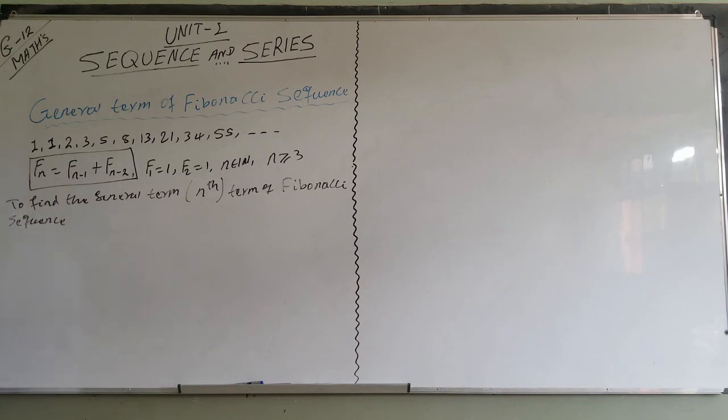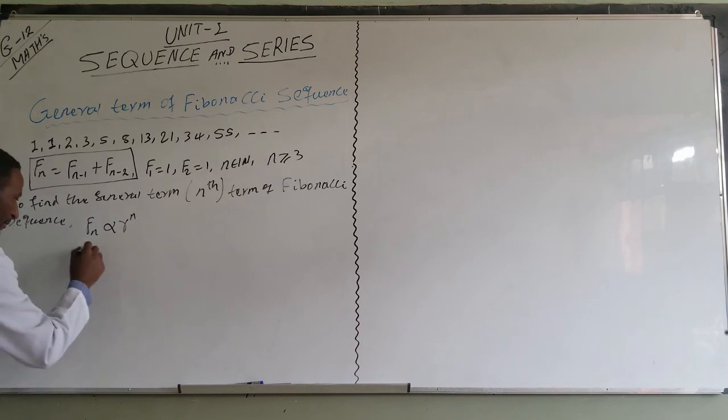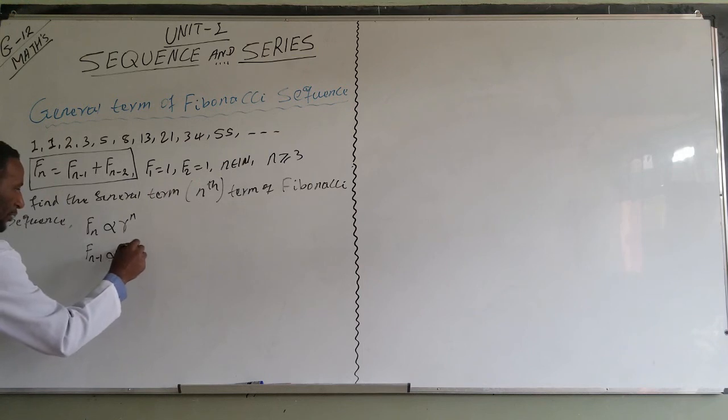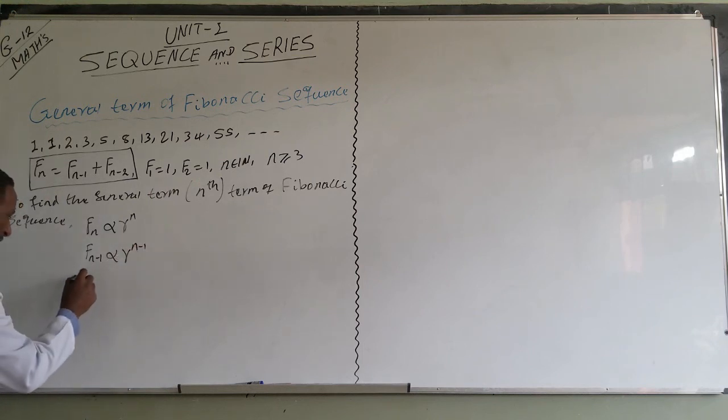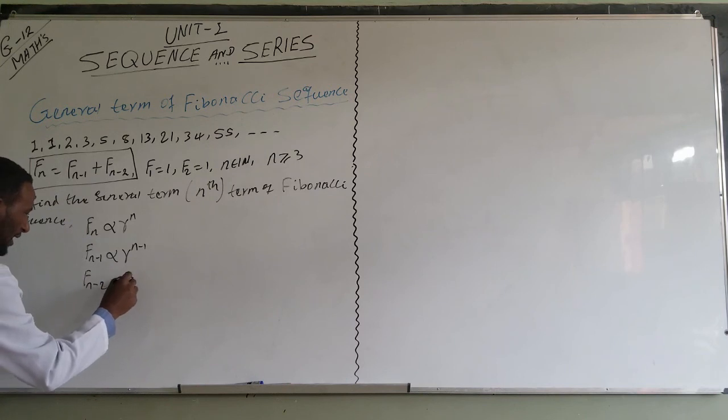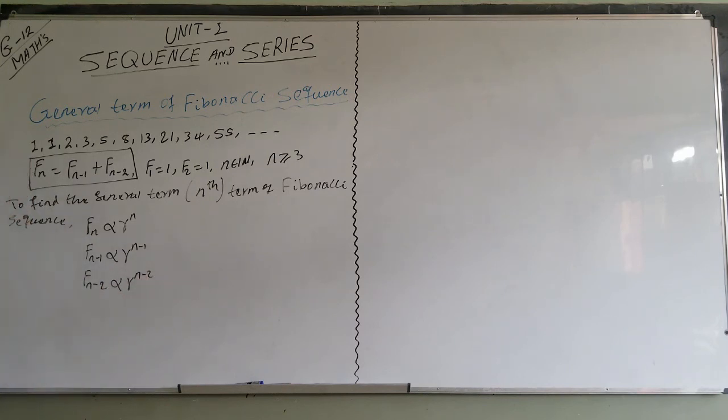let us take f of n proportional with r to the power of n, and f of n minus 1 proportional with r to the power of n minus 1. f of n minus 2 proportional with r to the power of n minus 2.